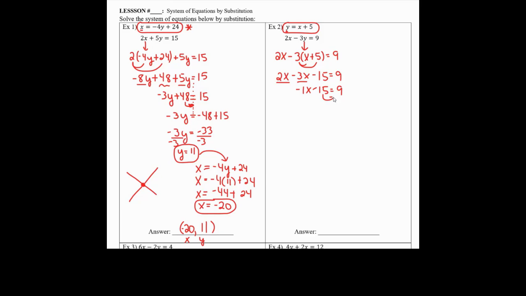Now we're going to send the 15 to the other side. So this would be negative 1x. Negative 15 becomes positive 15 plus 9. So we're going to combine. So negative 1x equals 15 plus 9, which is 24. And to get the x alone, we're going to divide by negative 1. So that means x equals negative 24.